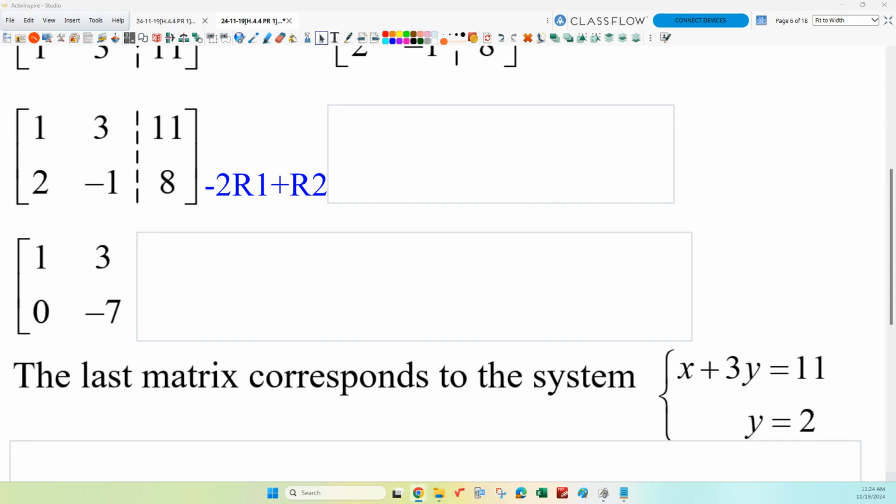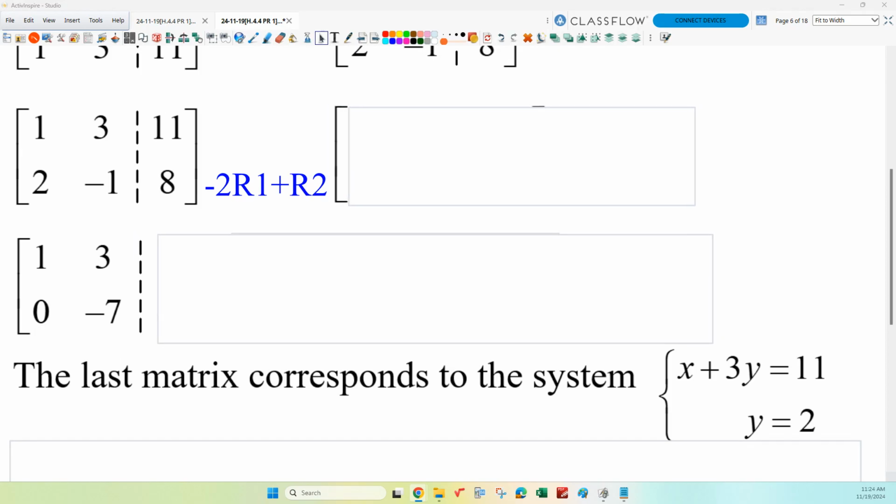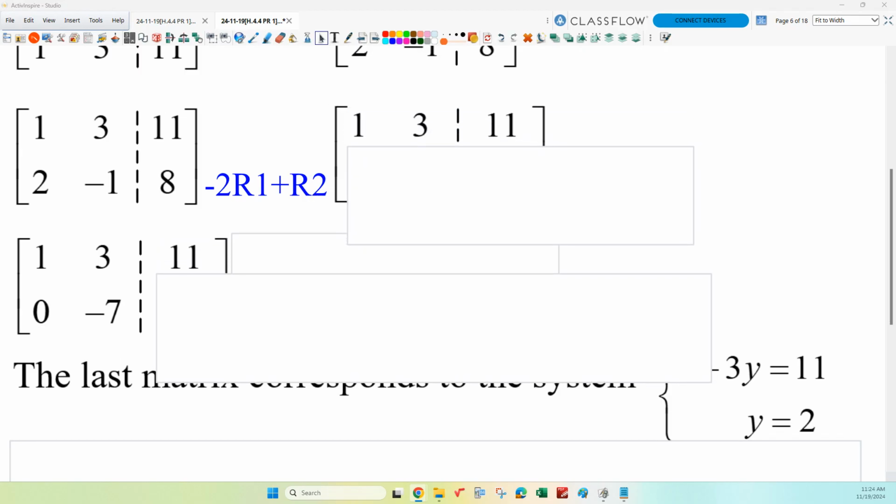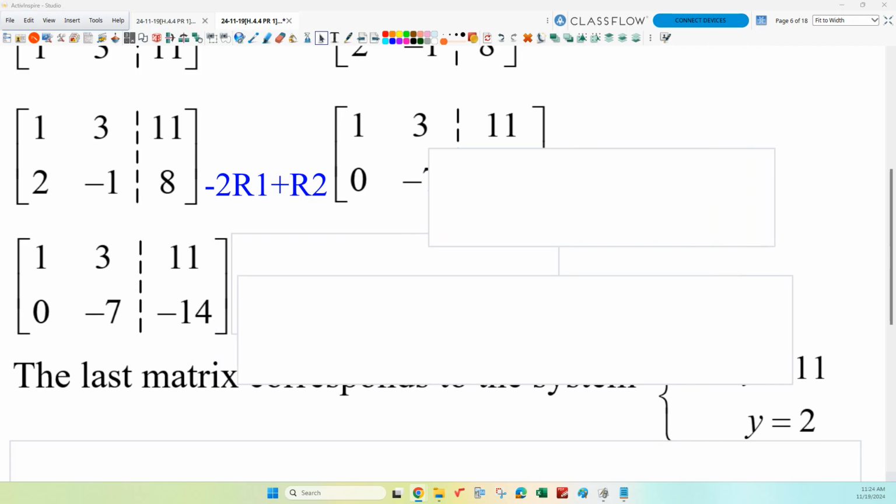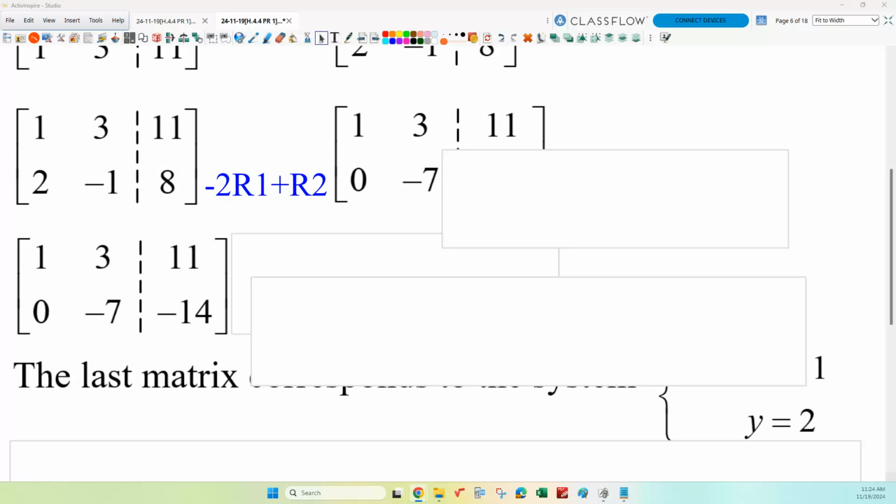So how do we read this then? What this is telling me is row 2 is being replaced by that row operation. We're going to replace row 2 with -2 R1 plus R2. Okay, so what's that give us? Top row stays the same. What's that give us for our first element? What's -2 times 1 plus 2? 0. Okay. What's -2 times 3 plus -1? -7. What's -2 times 11 plus 8? -14.